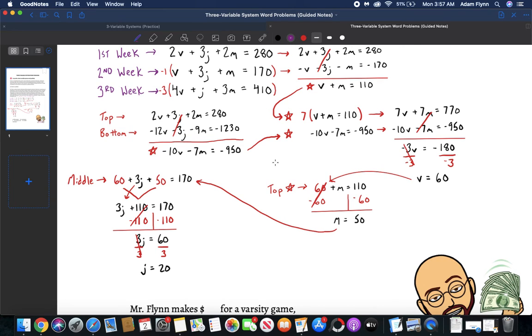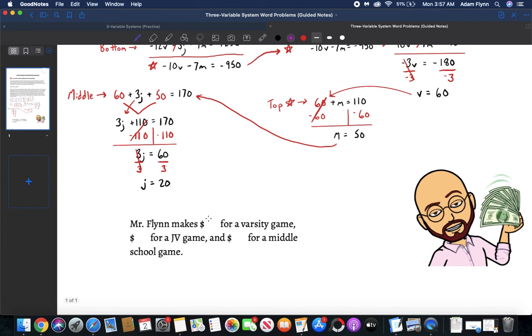So what these numbers tell us is that Mr. Flynn makes $60 for a varsity game, $20 for a JV game, and $50 for a middle school game. And again, these aren't real numbers. Even though this is how I figured out what I do make for varsity games, JV games, and middle school games, these numbers are made up. But a cool real-world application is that I was able to use a 3 variable system word problem in everyday life to figure out some information that I didn't technically know.